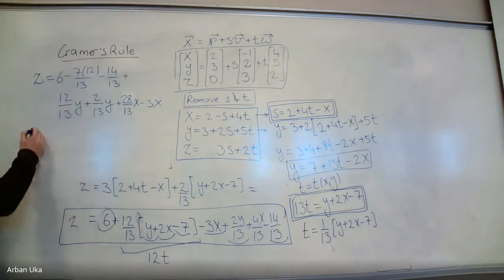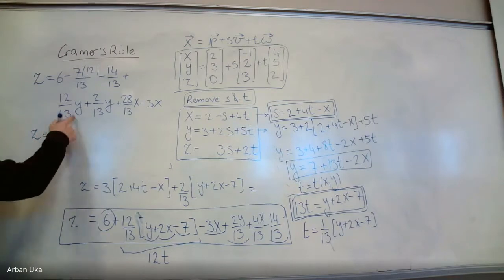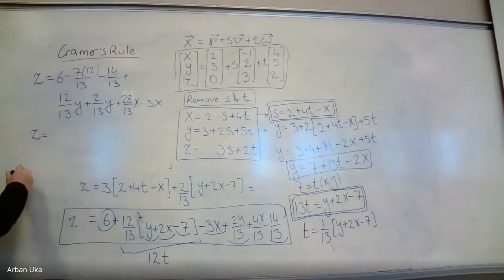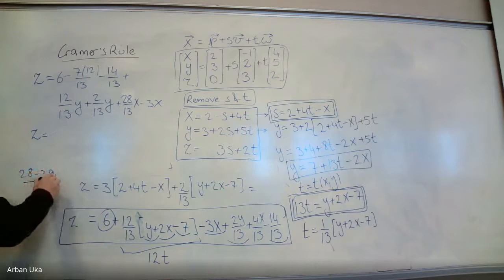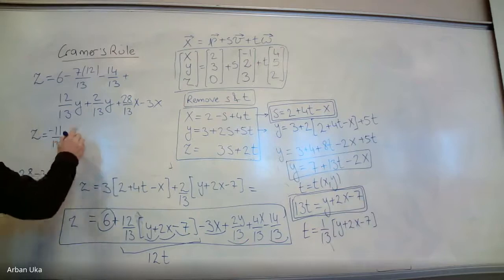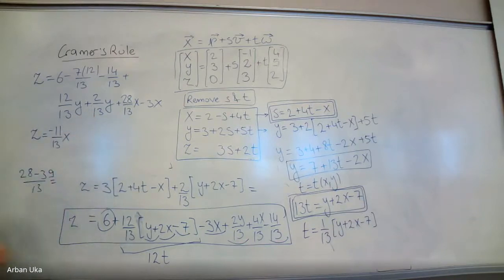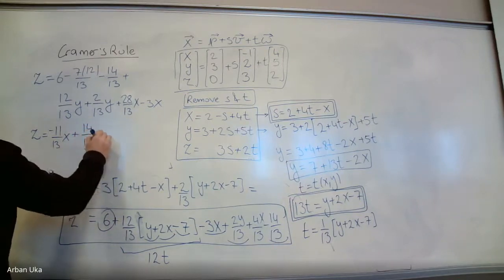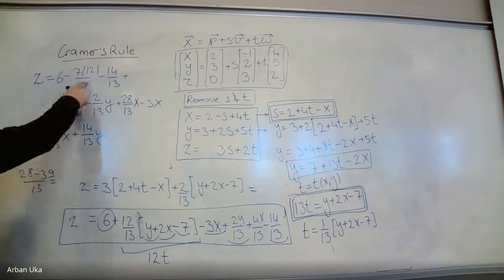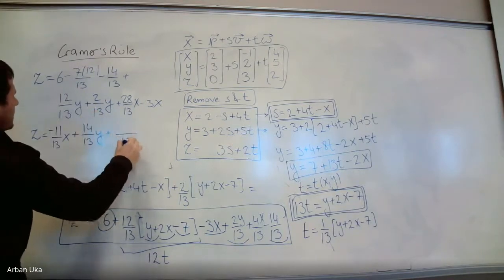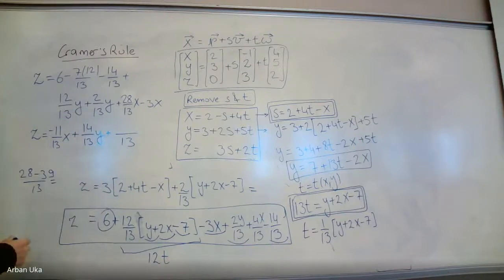Then z is equal to, let's put together, so for x, what do we have for x? For x we have 28 minus 39 over 13. This is equal to minus 11 over 13x. Okay, x is gone. Then for y, we have plus 14 over 13y. And then we have the constant terms here, which will be plus, we have 13 here, and then we move like this.